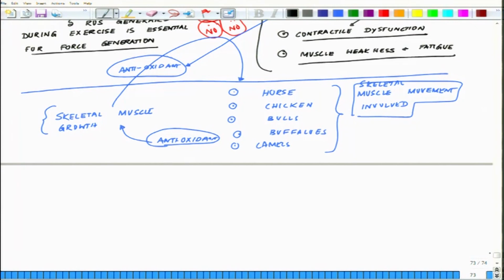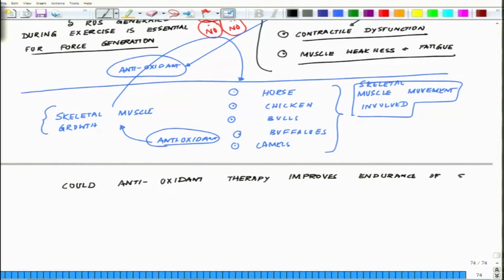it has been observed that one of the critical questions which has been asked in skeletal muscle physiology is, could antioxidant therapy improve the endurance of skeletal muscle? A very, very critical question.